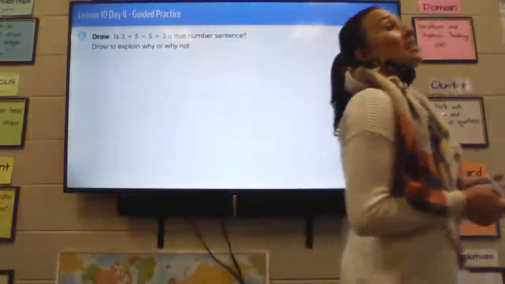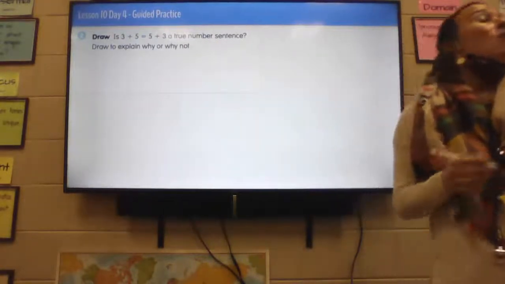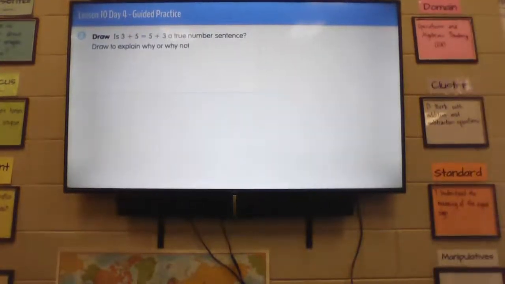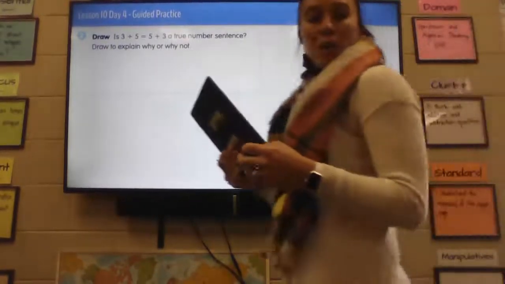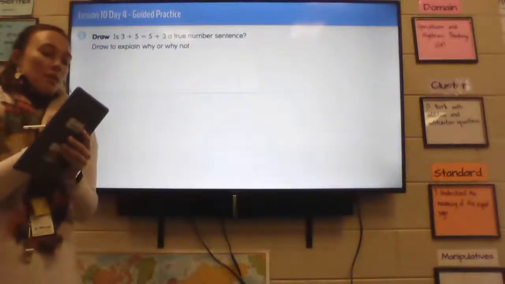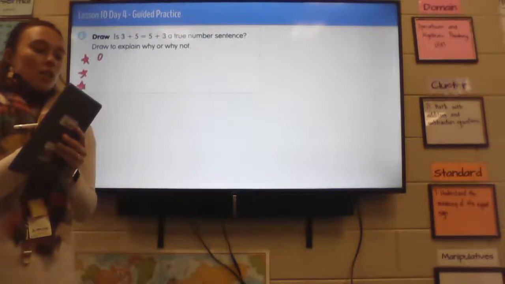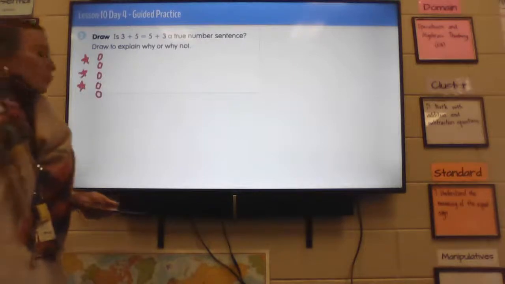So the first thing that I want us to do is to draw a picture of that. So I want you to draw what you think 3 + 5 would look like. Raise your hand if you can tell me what that might look like. Chloe, what do you think that might look like? 3 stars. Okay. 5 circles. So she says 3 stars, 5 circles. Cool. Let's do it. Great idea.